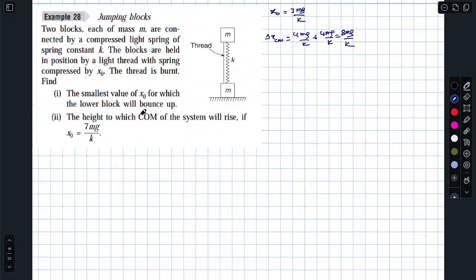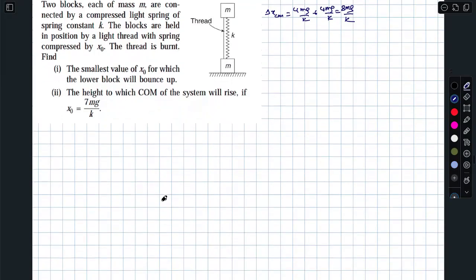Yeah. What about example 28? We know jumping blocks. We have done this case already, but still it is a revision question for us again. The blocks are held in position by a light thread with the spring compressed by x0. When the thread is burnt, find the smallest value of x0 for which the lower block will bounce up. Already you know how to handle this situation because we have done this question as it is. Even so, I'll just brush up once.